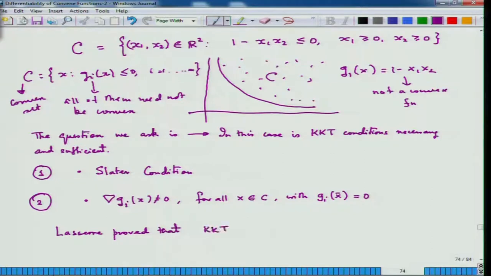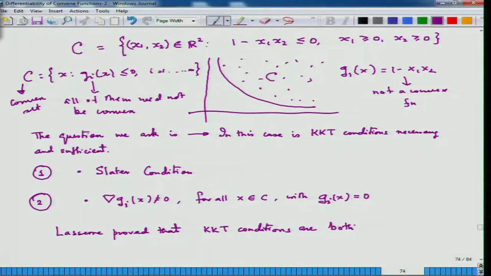KKT conditions. This condition is called a non-degeneracy condition. The KKT conditions are both necessary in this situation.